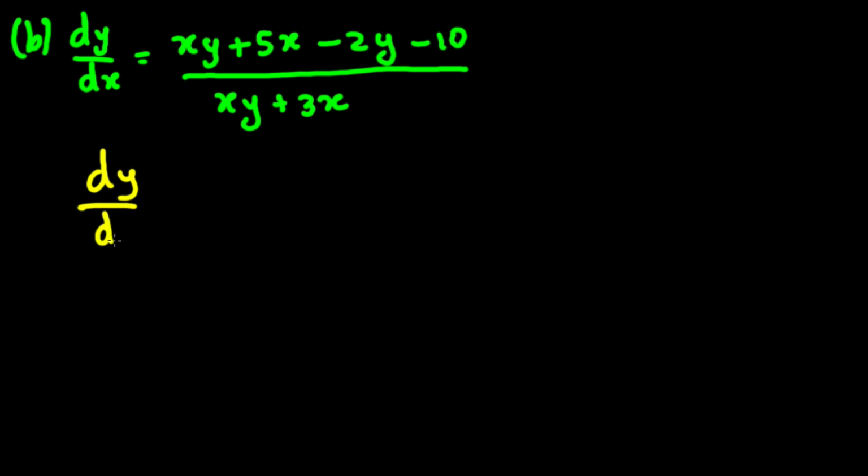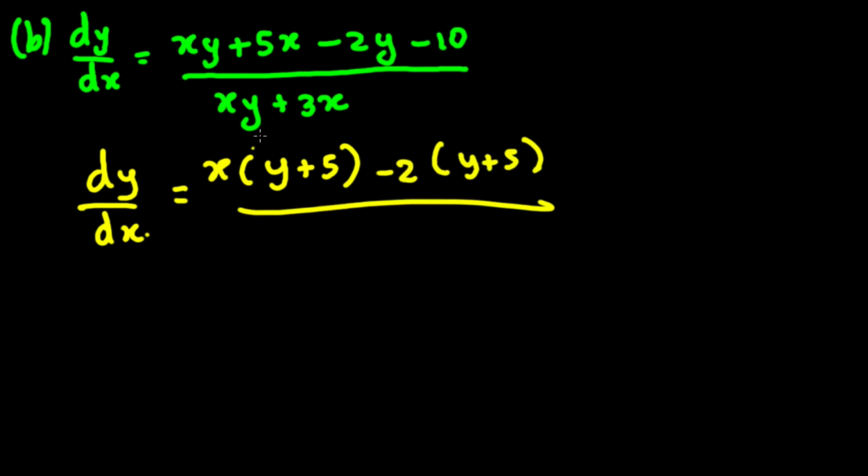dy by dx. Separable means what? We can separate y terms to one side and x terms to the other side. Well, let's see whether it's possible. Here, if you look at this one, we can take the x common in the first one. So if we take x common, this is going to be y plus 5. And in the second one, if I take negative 2 common, this is going to be y plus 5. And in the denominator, we can take the x common. That's going to be x times y plus 3.